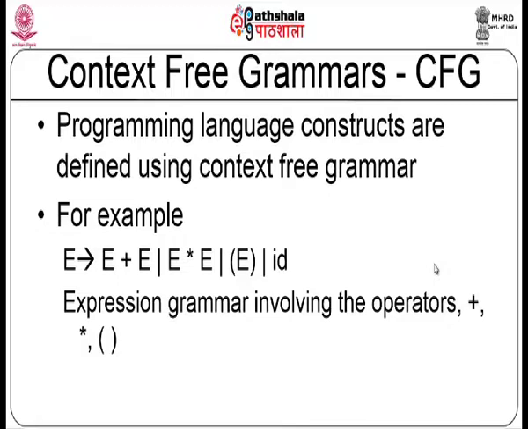So, I have here E produces E plus E, E star E, or parenthesis E close parenthesis, or ID, meaning that this is an expression grammar, that is, a grammar for checking whether an arithmetic expression is correct or incorrect. So, this grammar has the language of arithmetic expressions, and it involves the operators plus, star, open parenthesis, close parenthesis, and ID.